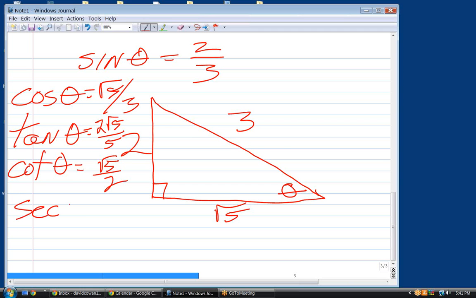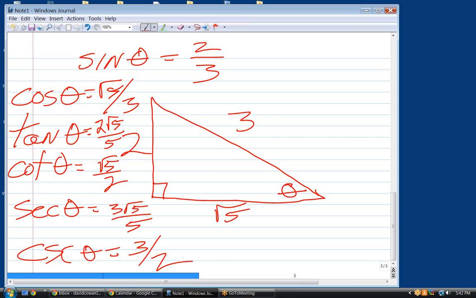What about the secant of theta? Secant of theta is 3 root 5 over 5. Okay. And finally, the cosecant of theta. It would be 3 over 2.